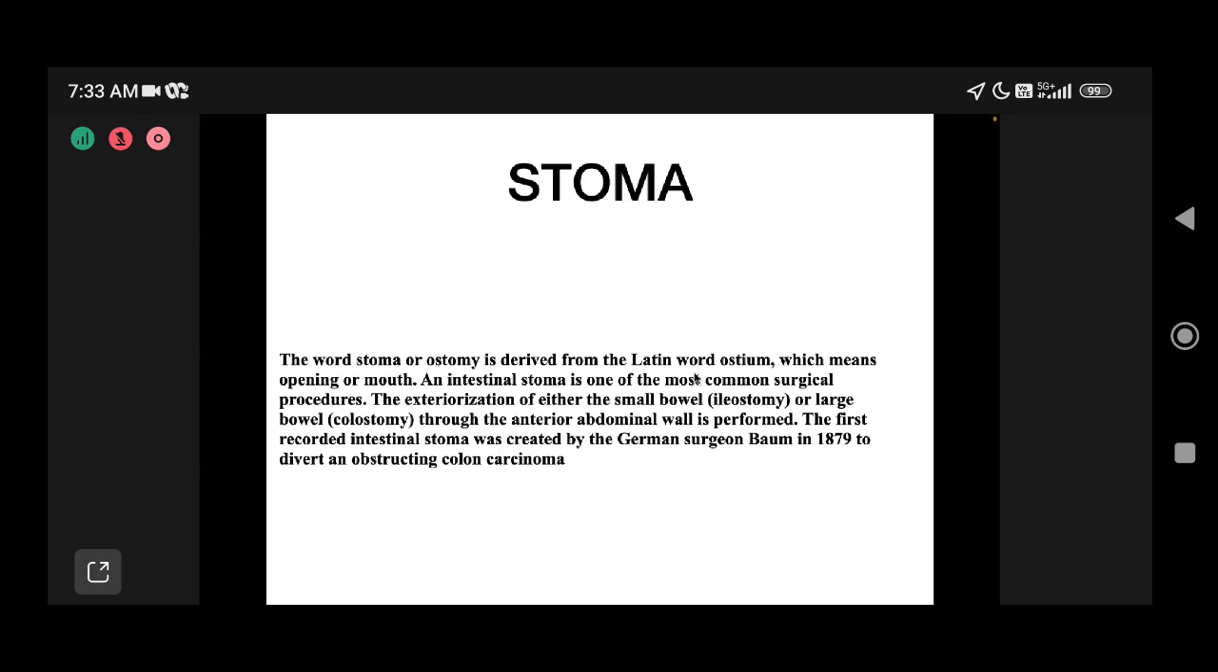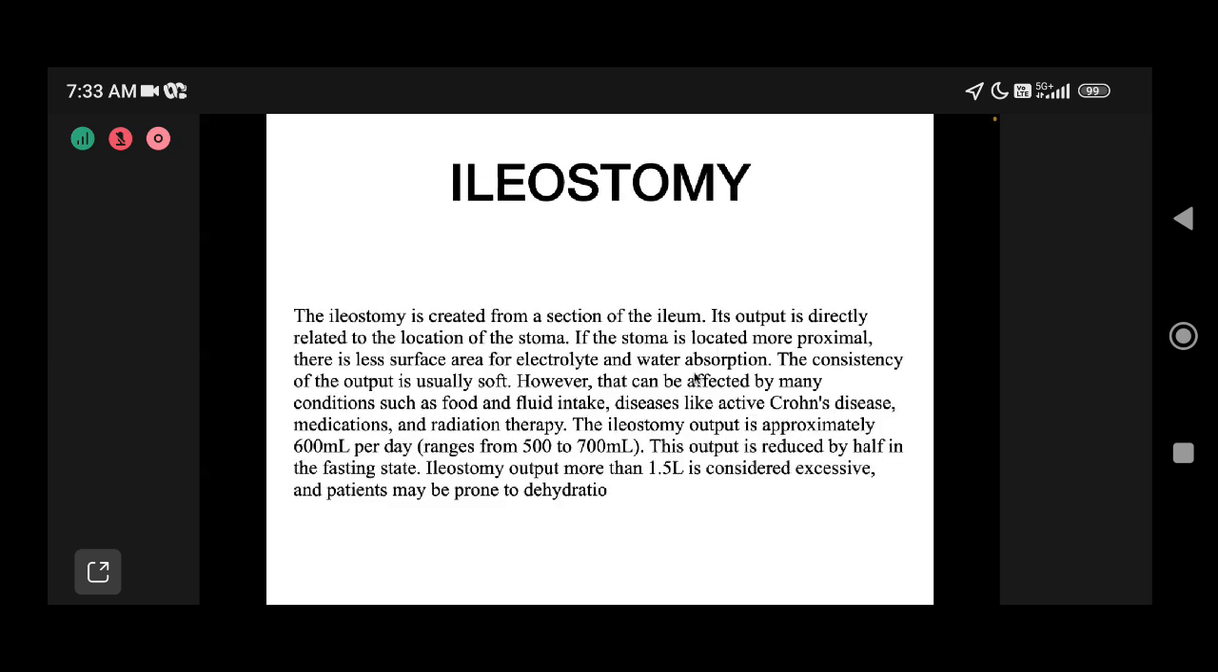The stoma is not a new thing. Even in 1879, the German surgeon Baum did the first diversion for a case of a rectosigmoid obstruction. He wanted to make the patient more palliative by bringing out the bowel proximal to the obstructed part so that the patient can live. So this was the first successful surgery, which happened in 1879. That is a little bit on the introduction part.